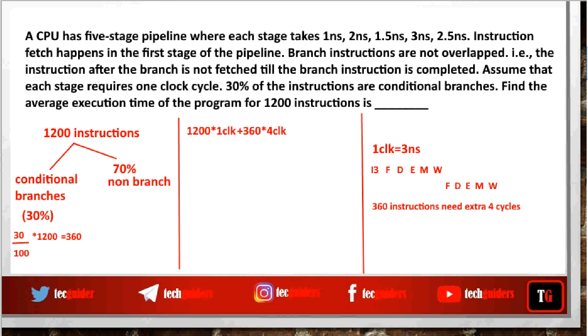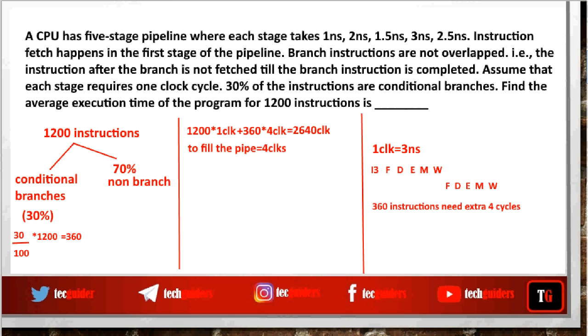So once the pipe is filled, how many clock cycles are required to complete the program? 1200 plus 360 into 4, which is 2640 clock cycles. But to fill the pipe it takes some time. We get the first instruction out only in the 5th clock cycle. It means we require 4 clock cycles to fill the pipe. So to fill the pipe we need 4 clock cycles, and once the pipe is filled we need 2640 clock cycles to complete the program.